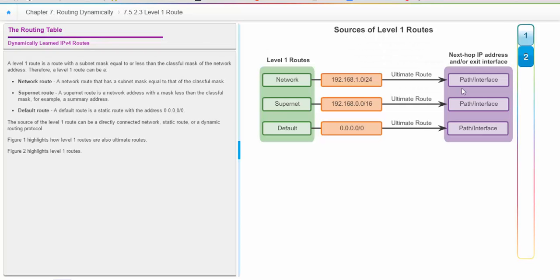Your level 1 route is a route with a subnet mask equal to or less than the classful mask of the network address. Okay, so you have a network route, you have a supernet route, and a default route. Your quad 0 is a default route. You'll notice here that it has a network route and a supernet route.